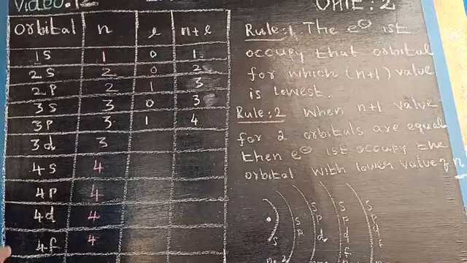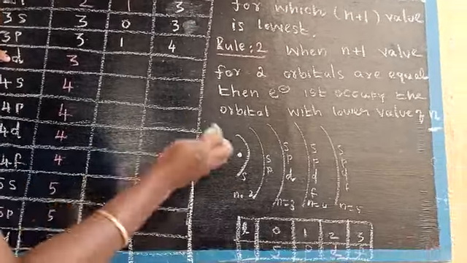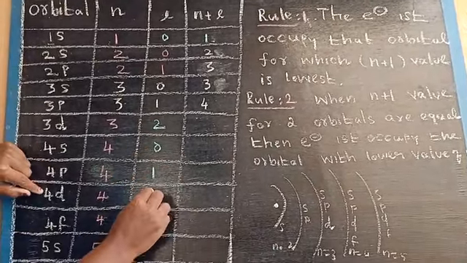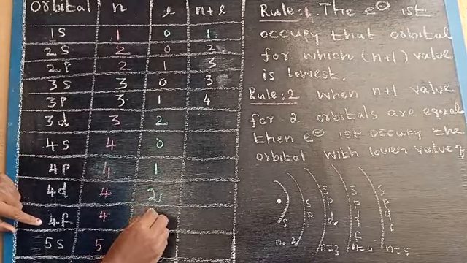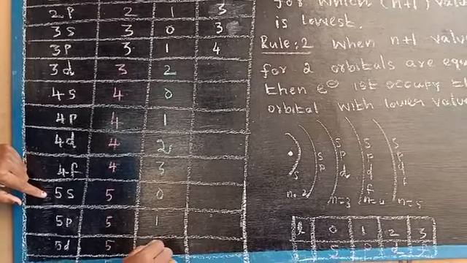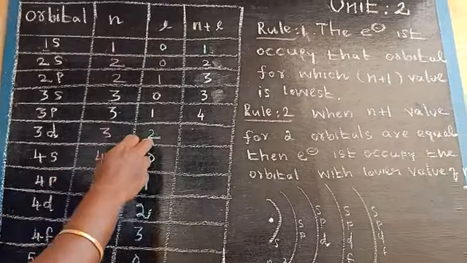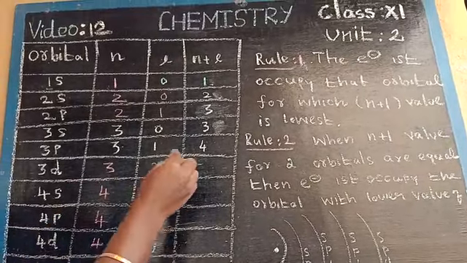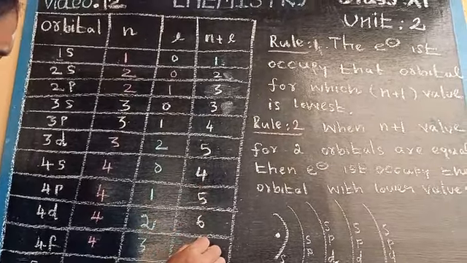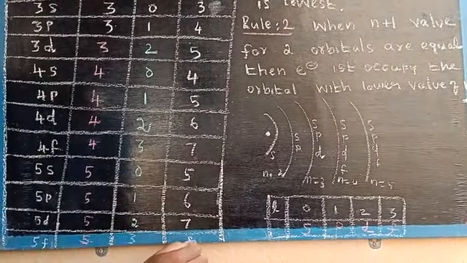Okay. So now first fill the L. D orbital. So D orbital means here 2. S orbital 0. P orbital 1. D orbital 2. F orbital 3. S orbital 0. P orbital 1. D orbital 2. F orbital 3. Okay. So here 3 plus 2 is 5. Here 4. 4 plus 1 is 5. 4 plus 2 is 6. 4 plus 3 is 7. 5 plus 0 is 5, 5 plus 1 is 6, 5 plus 2 is 7, 5 plus 3 is 8.